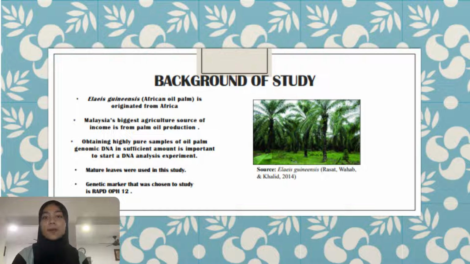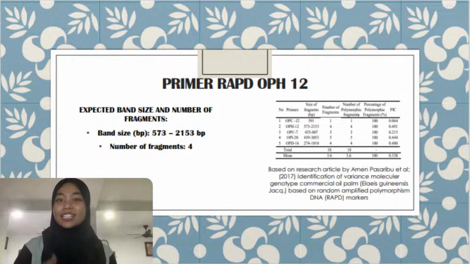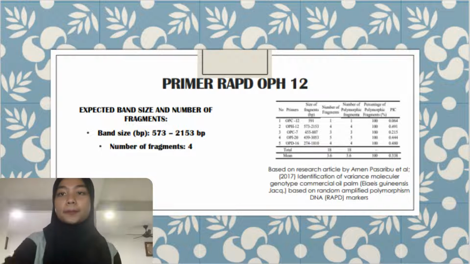In this study also, mature leaves were used as they were the only available type of leaves present for sample collection. The genetic marker that was chosen in this study is RAPD-OPH12. According to a research article by Pasaribu, RAPD-OPH12 has the highest polymorphic fragment compared to other primers. Thus, it was the best marker to be chosen for this study. The expected band size from this primer is 573 base pair to 2153 base pair.